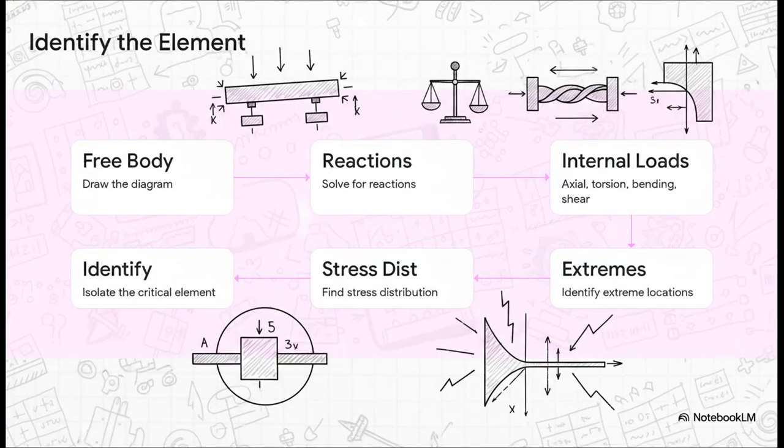Now, to actually find that proverbial needle in the haystack, we've got a foolproof 6-step procedural recipe straight from our source notes. First, draw your free body diagram. Second, solve for all your reactions. Third, determine the internal loads: your axial, torsion, bending, and transverse shear. Fourth, you want to identify the exact locations where those internal loads are at their absolute most extreme. Those are your critical cross-sections. Fifth, determine the stress distribution at those cross-sections. And finally, step 6, identify the critical element itself. Once you isolate that one little point, you can represent its entire state of stress on a visual element.